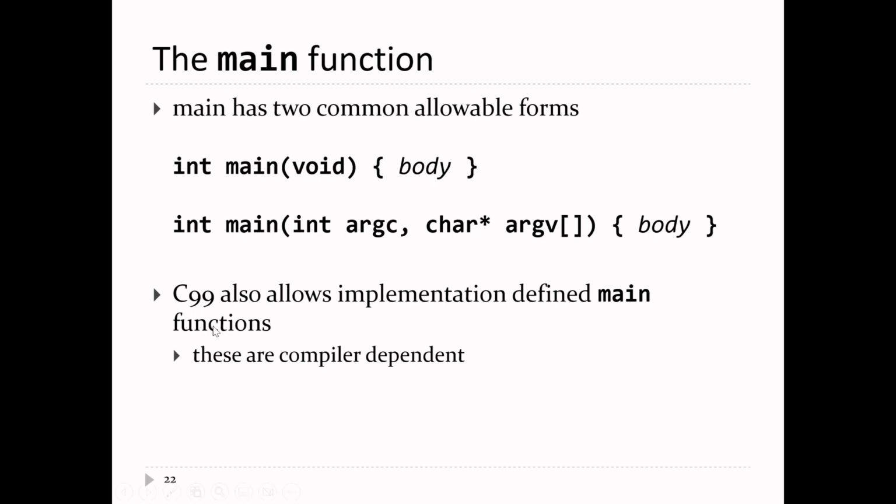The language standard also says that compiler implementers are allowed to support their own versions of main. But that depends on which compiler you're using and which computer you're running on, and so on and so forth. So these are the only two that we're concerned with.